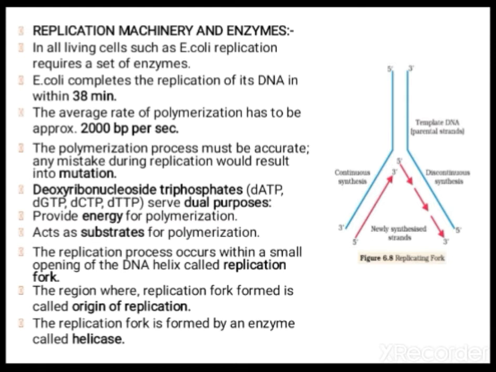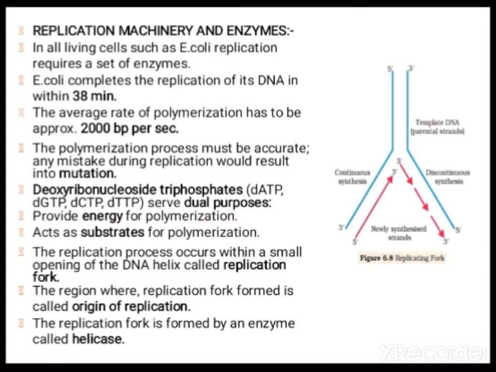So how does replication start? For starting replication, the DNA has to open. The opening you call the replication fork. The place where the fork is formed, you call the origin of replication. The replication fork is formed by an enzyme called helicase. This enzyme is helpful in the formation of the replication fork. Once it is opened, the new strands can be formed.